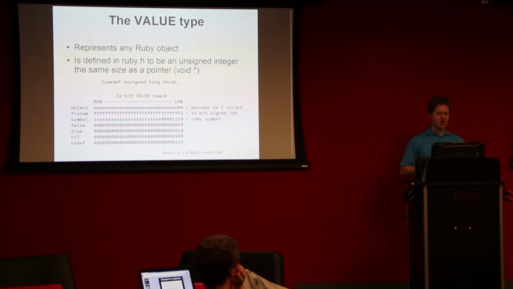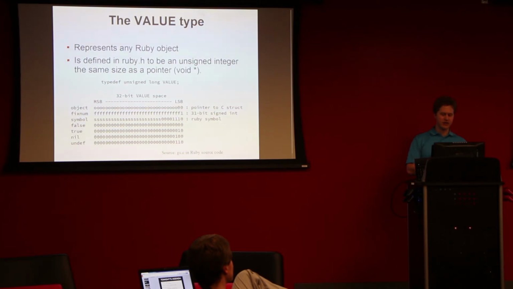And generally, the object is actually a pointer to a Ruby object, which is represented as a C struct. But it's not always a pointer. Sometimes, if the least significant bit is set, that value actually just represents an integer. And the other 31 bits in there are the value of the integer.